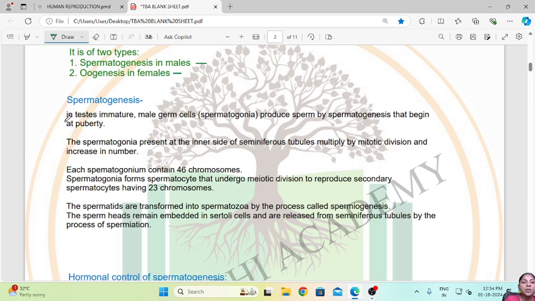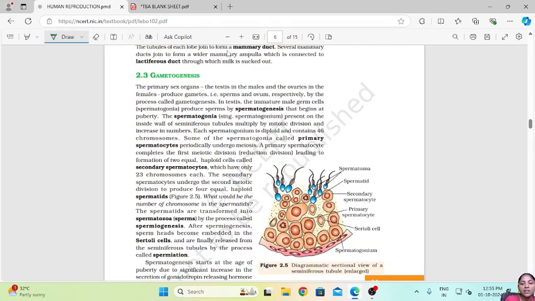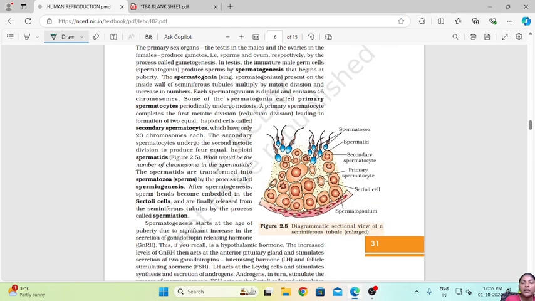Now in testes, the immature male germ cells called the spermatogonia produce the sperms by spermatogenesis, and this process begins at puberty. Now the spermatogonia are present on the inner side of the seminiferous tubules and multiplied by mitotic division and increase in number. So this is a diagrammatic view of the seminiferous tubule, and here we can see these are the spermatogonium which will divide mitotically and form more cells, and they will increase in number.